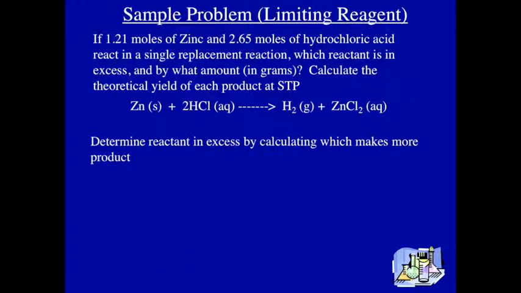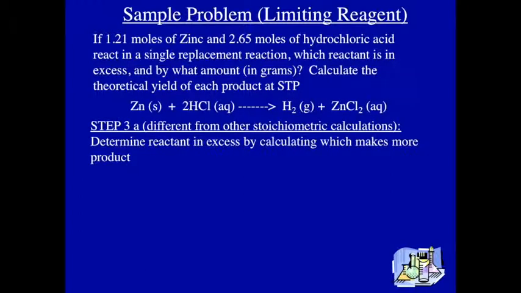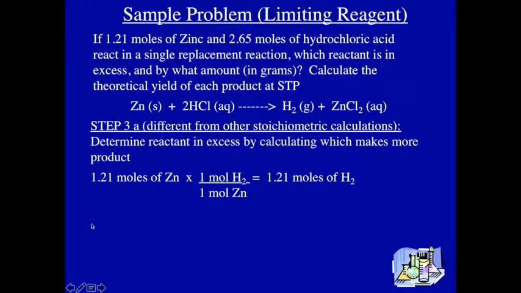So the reactant in excess is the one that would make more product. And then for my actual amount of hydrogen gas, for example, produced, I would have to base that on my smaller value, because what would happen if I had hydrochloric acid in excess, then the zinc is going to run out. So I have to base my actual yield, or my theoretical yield, on the smaller quantity of reactant.